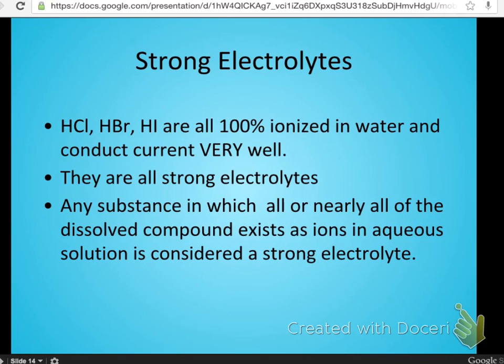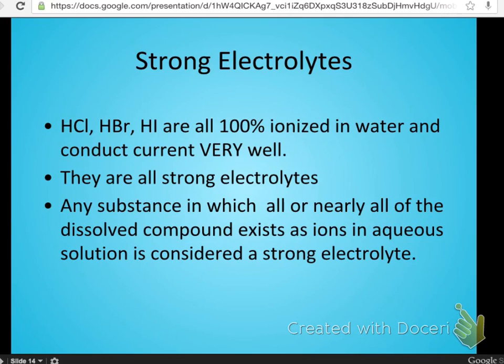Well, we haven't mentioned which one is not a strong electrolyte, but can you guess? Hydrogen fluoride, which actually makes a lot of sense. Fluorine is the most electronegative element there is. It's clinging to its little partner there, and the little electron that its partner brings to the party. So it doesn't ionize as completely. So it's what's called a weak electrolyte.